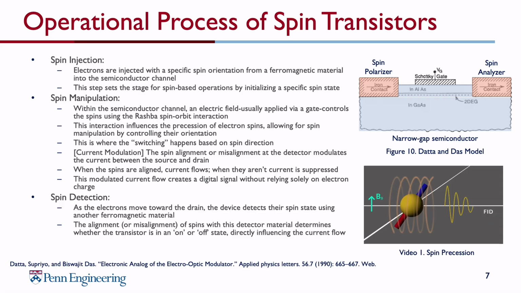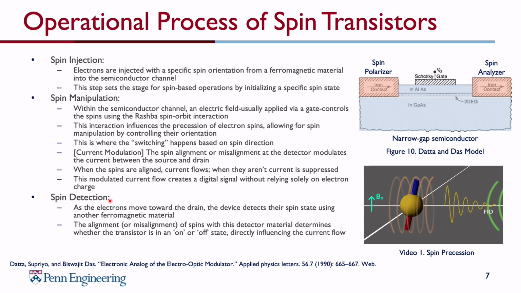I'll keep going with the gate voltage explanation. A gate voltage applied to the channel modulates the strength of the Rashba spin orbit coupling, which in turn affects the rate of spin precession. When the spin of the electron aligns with the direction of the spin analyzer at the output, the device exhibits low resistance. When they are misaligned, the resistance increases.